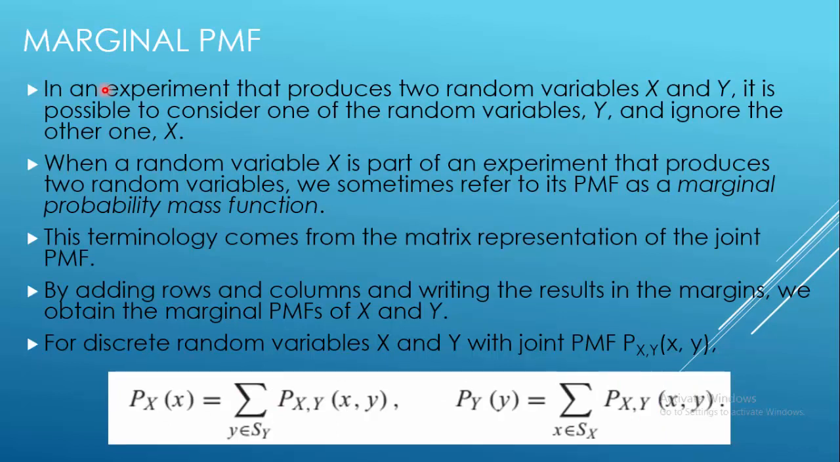Marginal PMF. In an experiment that produces 2 random variables x and y, it is possible to consider one of the random variables, y, and ignore the other one, x. When a random variable x is part of an experiment that produces 2 random variables, we can sometimes refer to its PMF as marginal probability mass function. This terminology comes from the matrix representation of the joint PMF.